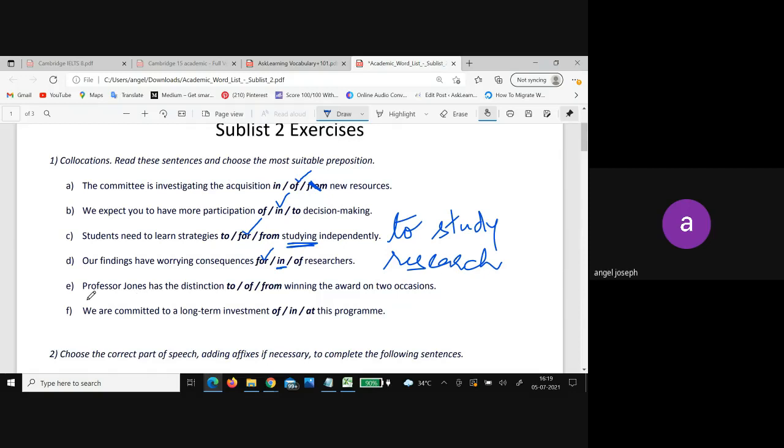Yes, okay, all right, let's look at the next one. Professor Jones had the distinction of winning the award on two occasions. Here there is already a trick. Will the infinitive form come with two, or the ing form? No, so eliminate that. Two winning will not come. Two win would come if there was a chance, so I'll eliminate two. I'll give you two options now. I hope everyone's clear why two will not come.